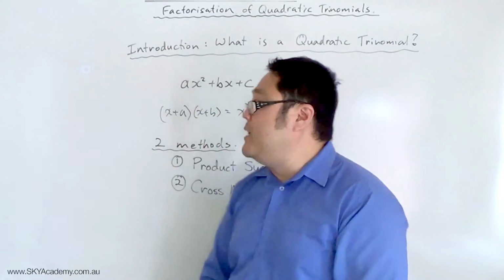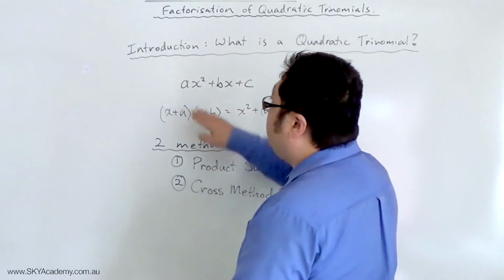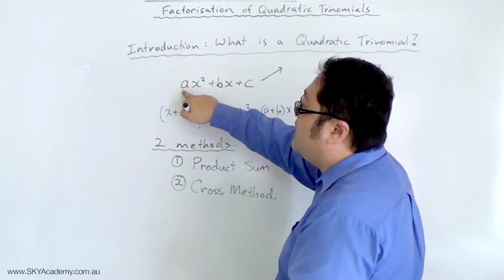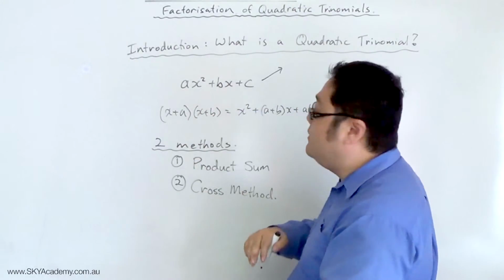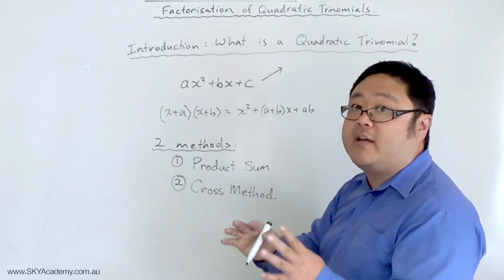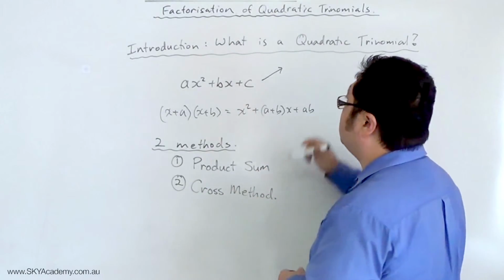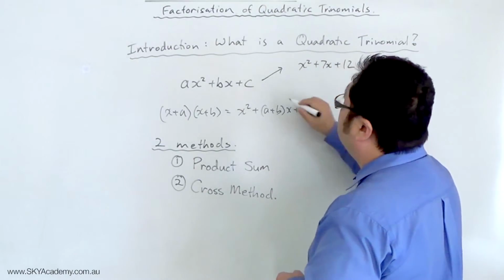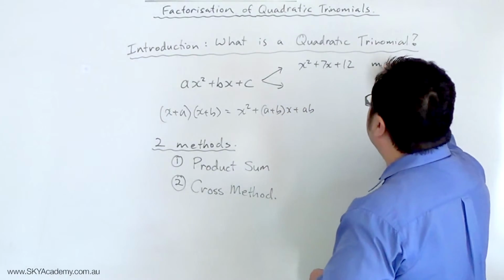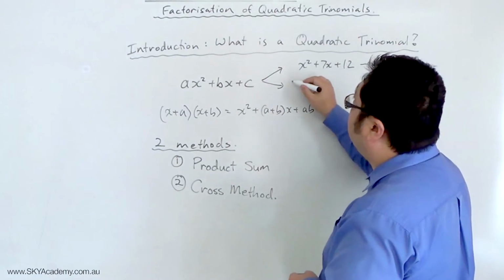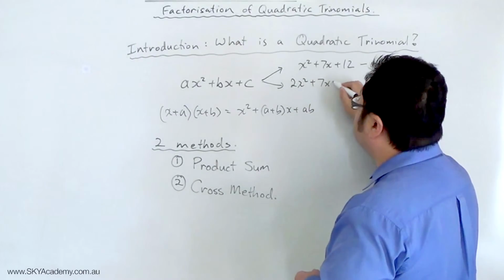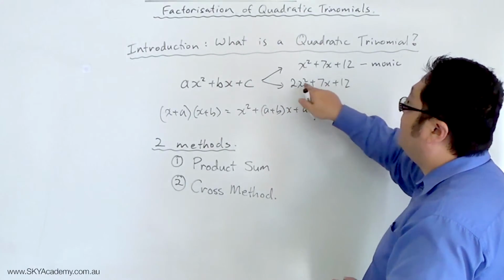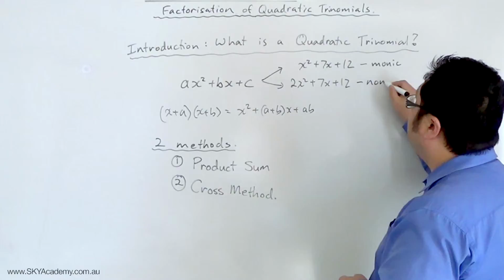There's one more thing that I want to mention, and that is where you've got a trinomial where the highest power has a coefficient of 1, that's what we call a monic quadratic trinomial. So if you've got, for example, x squared plus 7x plus 12, that's called a monic. And if you've got 2x squared plus 7x plus 12, any number other than 1 out the front of the highest power, that's what we call a non-monic.